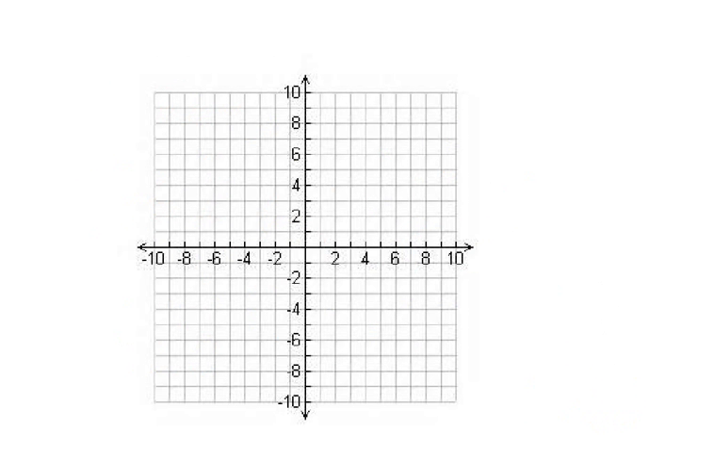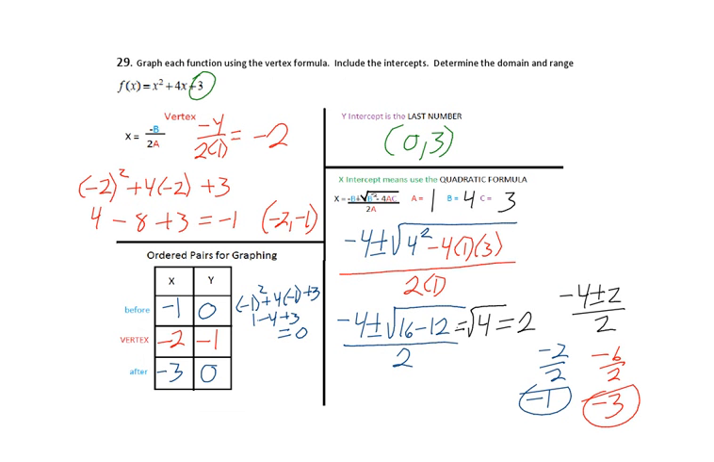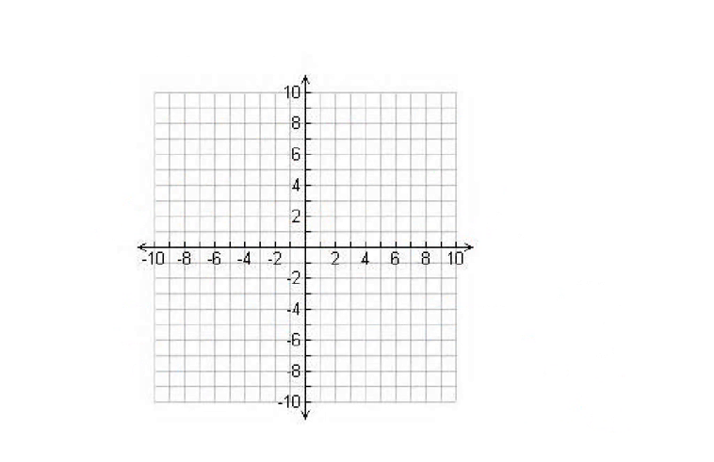So, well, maybe I should check the points first. The vertex was negative 2, negative 1. So that's 2 left, 1, 2, and 1 down. The next point was negative 1, 0, which is right here. And then also negative 3, 0, which is over here. And then we can make our graph.